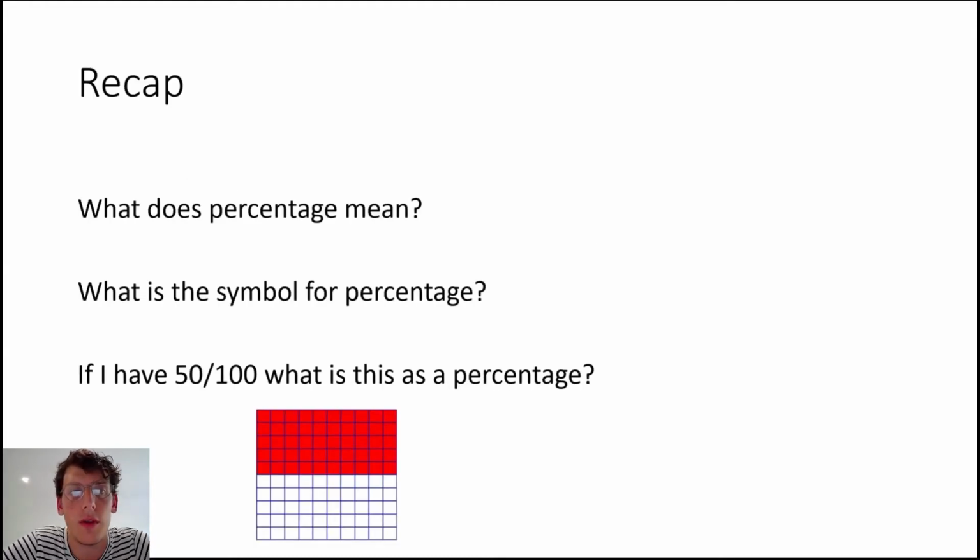Lovely. So the next thing we're going to do is a recap of knowledge which we should have learnt yesterday. So this is an opportunity for you to show me how much you learnt yesterday. So I've got 3 questions for you. The first one is, what does percentage mean? So basically, what is the definition of percentage? Next one is, what is the symbol for percentage? And the last question is, if I have 50 over 100, what is this as a percentage? And I've shown you here what 50 over 100 looks like to help you. So please pause the video, complete this task underneath the LI and the date, and then press play when you are ready to go through these questions.